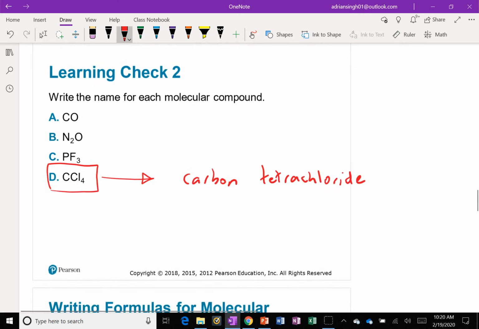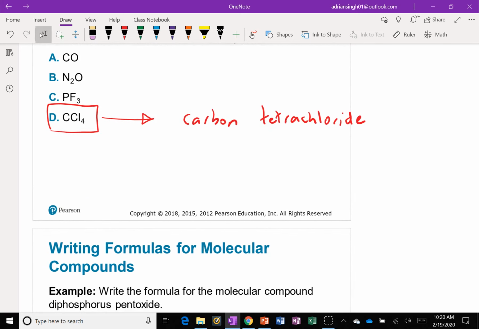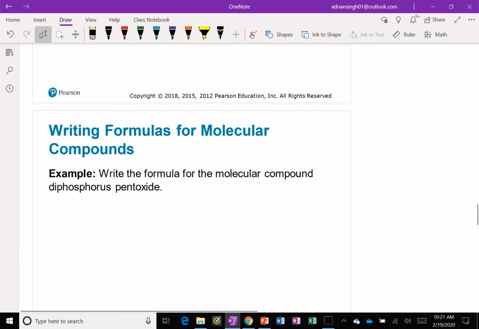All right, and let's do one in the other direction. So all of the examples we looked at so far, you have the formula and you have to name it, so you need to know the prefixes. If I give you the name, you should be able to do the opposite, come up with the formula. And that actually is the easier of the two, as long as you know the prefixes. So, diphosphorus pentoxide.